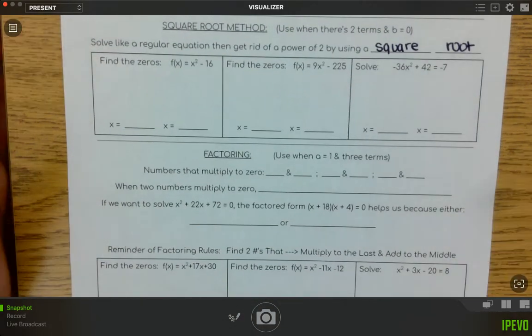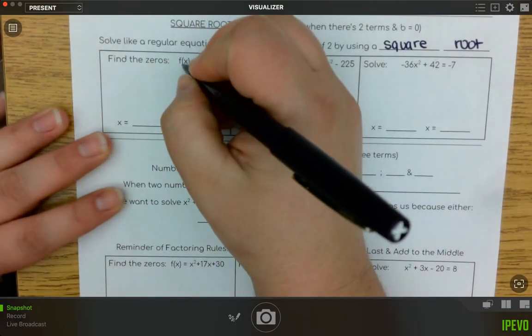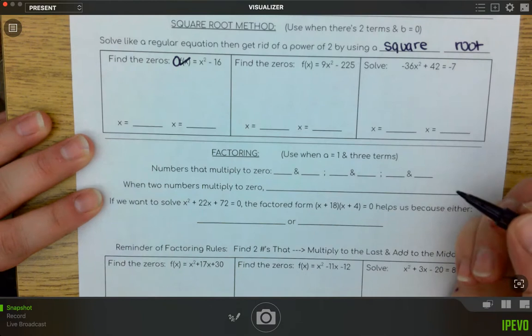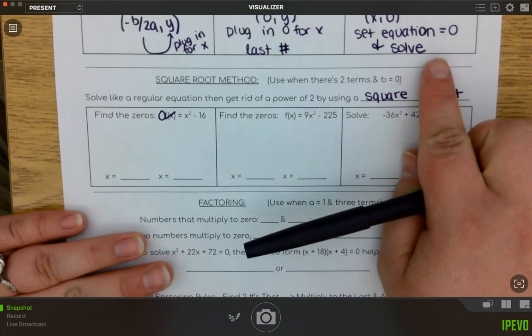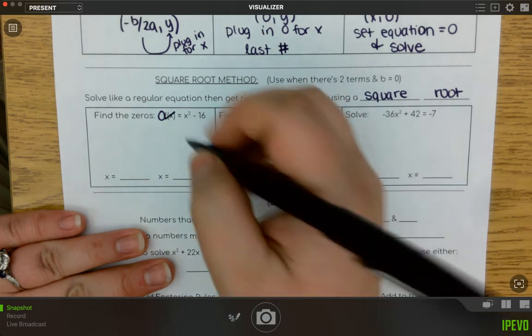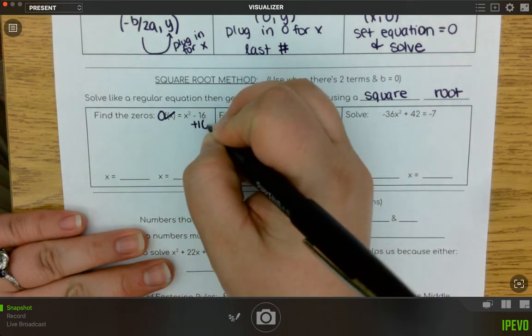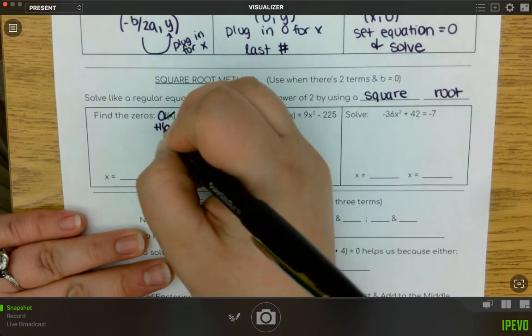And move my paper up a little bit. Basically, what we're going to do here is change this side to 0. That's what I mean by set the equation equal to 0. And then you want to solve for x. So we want to get rid of the 16. The opposite of subtracting 16 is adding 16.